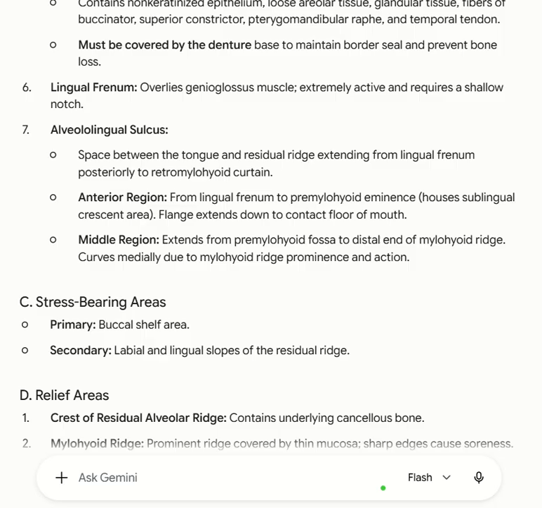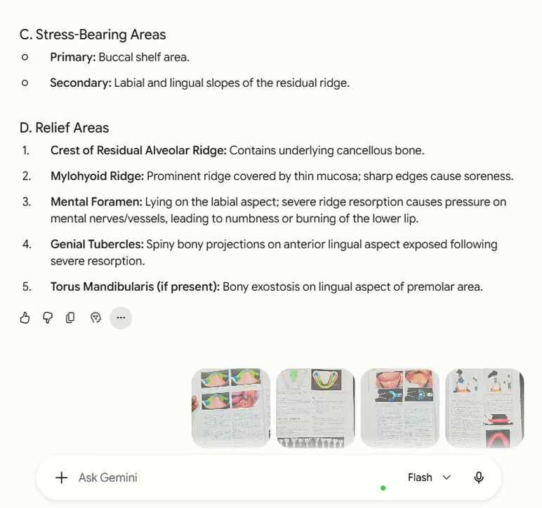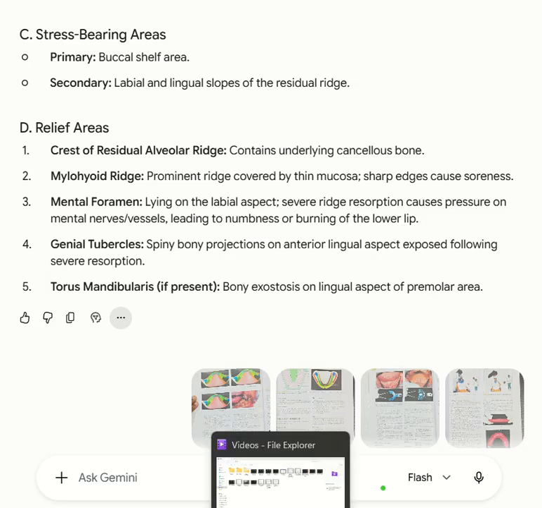C. Stress-bearing areas. Primary: buccal shelf area. Secondary: labial and lingual slopes of the residual ridge. D. Relief areas. Crest of the residual alveolar ridge contains underlying cancellous bone. Mylohyoid ridge: a prominent ridge covered by thin mucosa, sharp edges cause soreness.